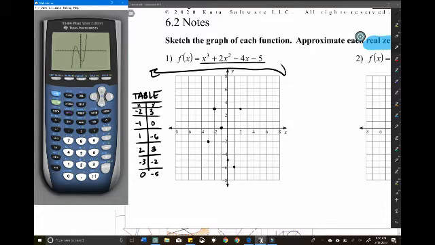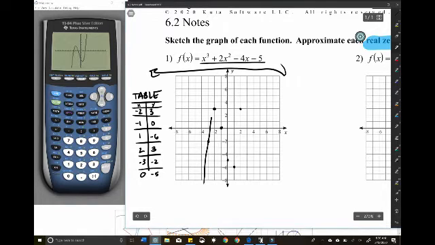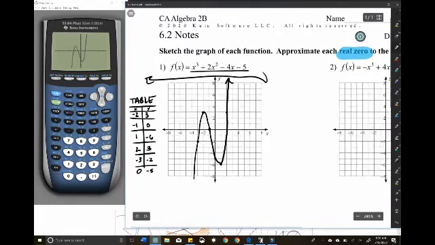Now, we want this to look nice. So you can't just connect whatever dots you want. It has a nice little path here, and if we notice, it goes up, comes down, goes back on up. Something like that. Okay? Now, some things that we really do want to find. Approximate each real zero.